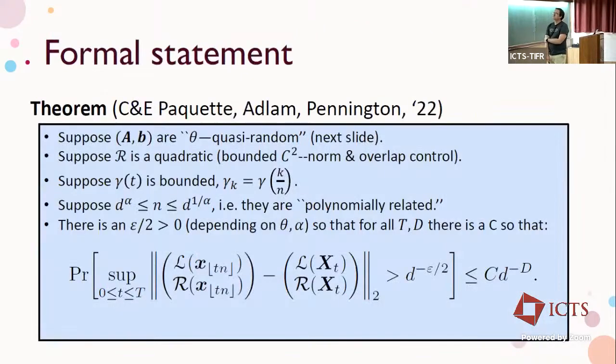Okay. And so then I want to formulate a theorem.